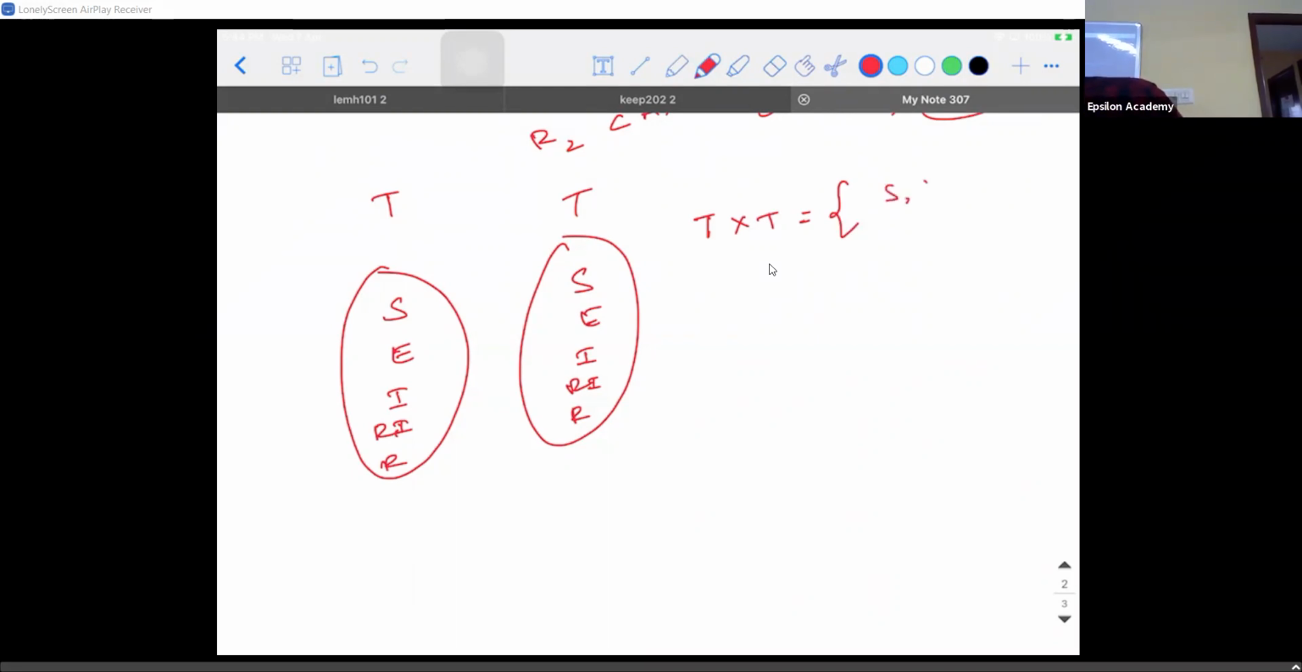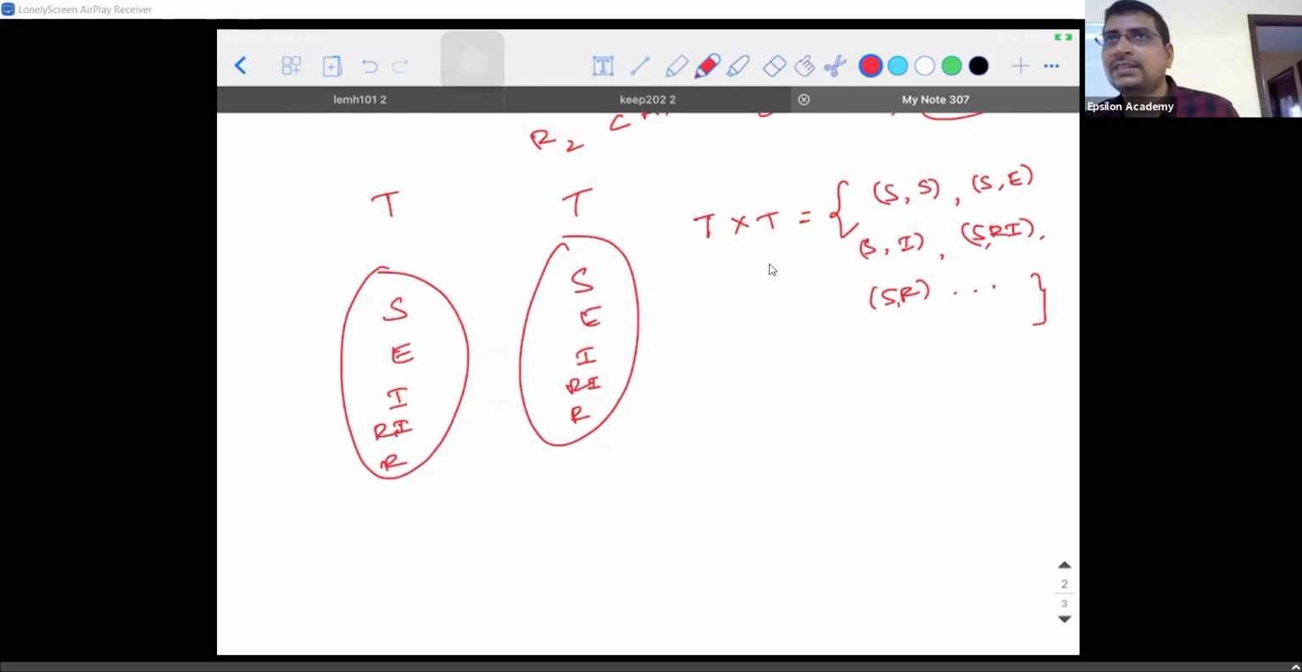I can write scalene, equilateral, scalene isosceles, scalene right angle, whatever it is. I can keep writing like this. This is what? This is a Cartesian product. But the relation is what? It's a subset of this. The relation that they have mentioned is, I need to choose only those elements in such a way that the first triangle and the second triangle are congruent with respect to each other.